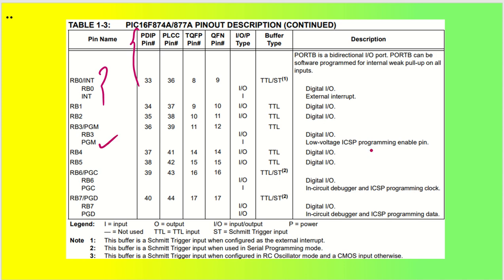So basically PGM will be used for ICSP programming enable, PGC will be used as the clock for programming, and PGD will be used for programming data. So these three pins, PGC, PGM and PGD, will be utilized for programming this particular IC. TTL is your logic level for 5 volt logic. If you want to use 3.3 volt, then it will be called CMOS logic level. So it is capable of both 3.3 volt and 5 volt, and it has a CMOS input as well.